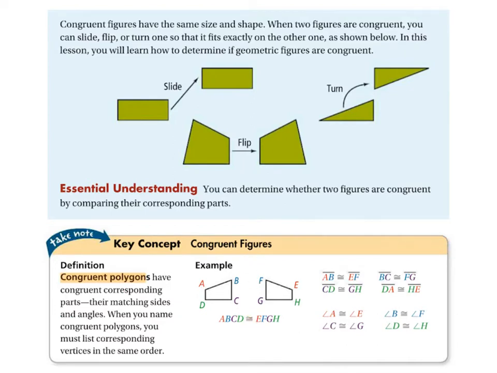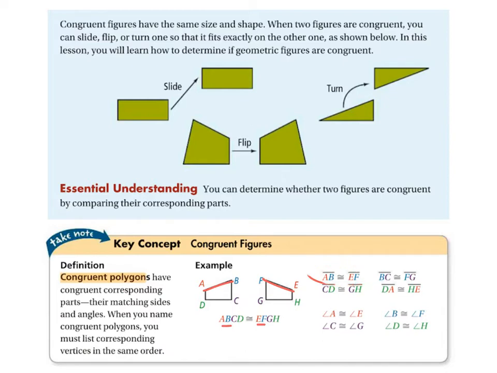So what lines up with what? A lines up with E, B lines up with F. So what you get here is the first letter A corresponds with the first letter that matches it, E. B corresponds with F, C corresponds with G, and D corresponds with H, right? And so therefore, let's take a look at the first two letters, AB. That's this side right here, okay? And that corresponds with EF. That's right from here to here. Segment AB or side AB is congruent to segment or side EF, just like that, okay?